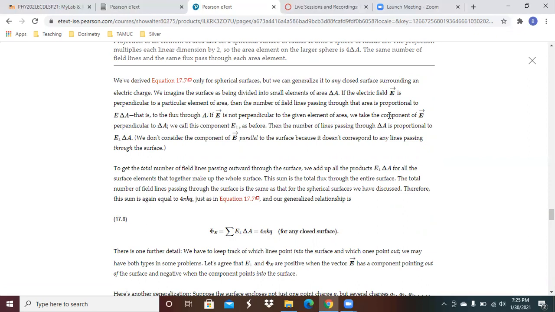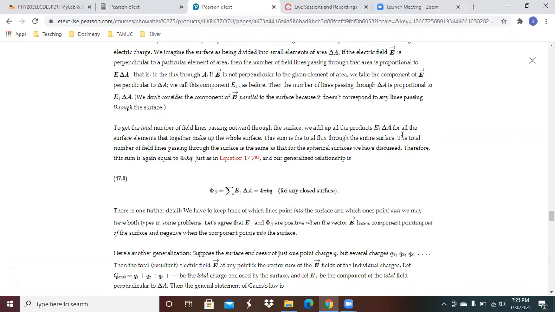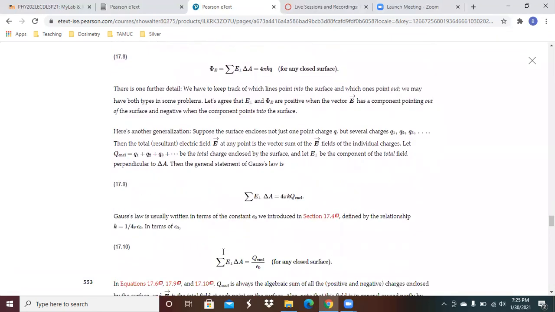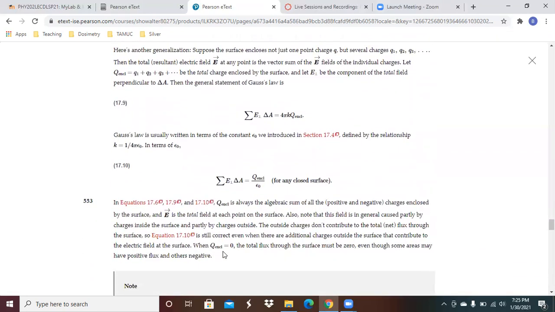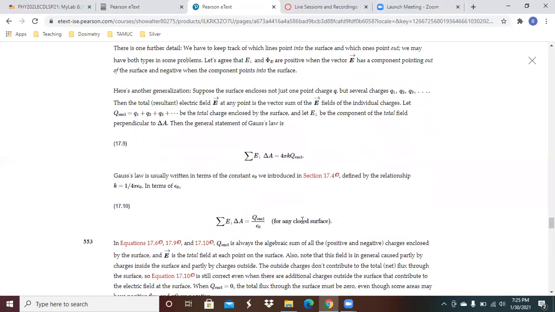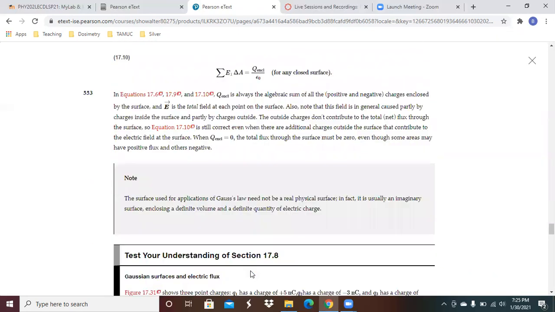If it's not perpendicular, then we'll take the component that is perpendicular, and we'll call that E perpendicular. So the number of field lines passing through delta A is proportional to this. And to get the total number of field lines, we add up all of those products. And this is what we come up with. So these are the generalized arguments as to how this comes about. And it continues to go on and on, but still produces the same result.